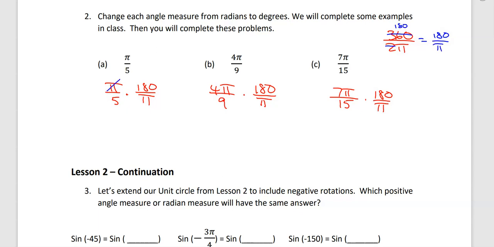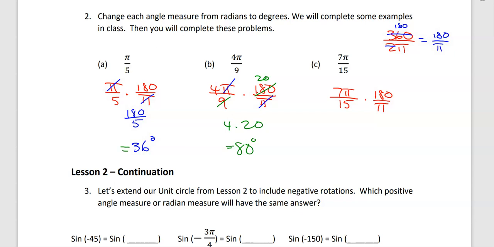All right, so here we get rid of pi. Pi divided by pi is 1. So we have 180 divided by 5. Since both numbers ended up either a 5 or a 0, that means this is divisible by 5. So 180 divided by 5 is 36 degrees. In problem B, the pi divided by pi is 1. I would probably do 180 divided by 9, which is 20. 18 divided by 9 is 2. So I'm left with 4 times 20. So the final answer here is 80 degrees.